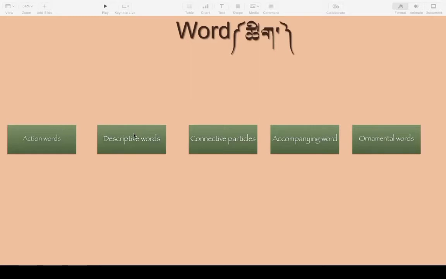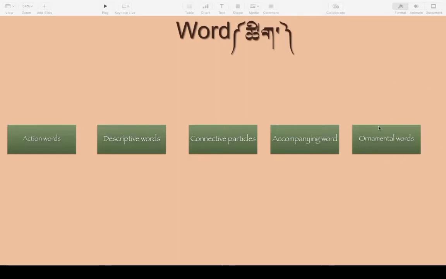Second one is descriptive words. Descriptive words are words in Tibetan which describe something. For example, chenpo, chungjung, ringbu. Chenpo means big, chungjung means small, ringbu means tall, tungdung means short. So these words are all descriptive words.